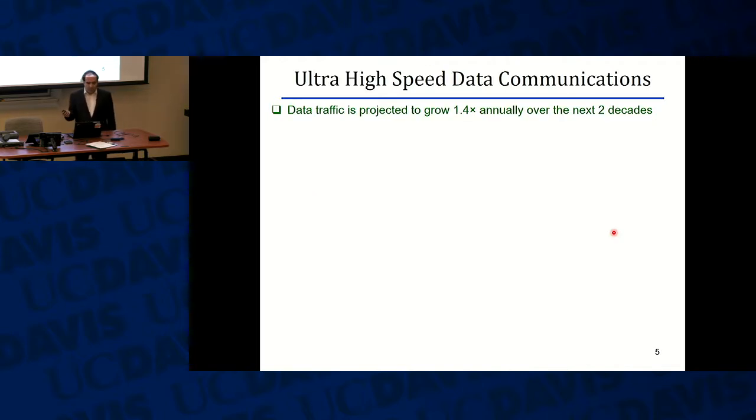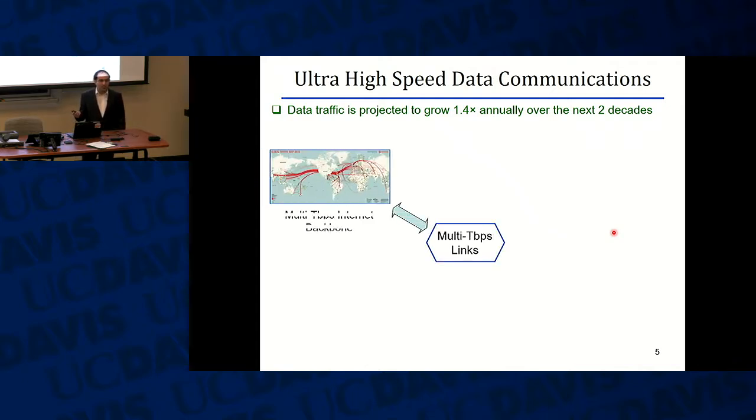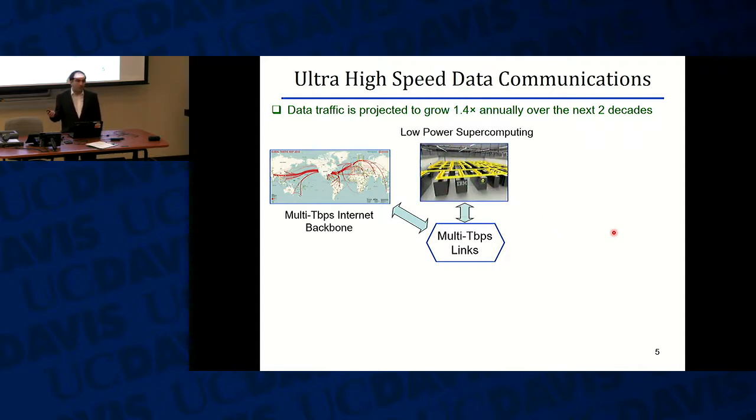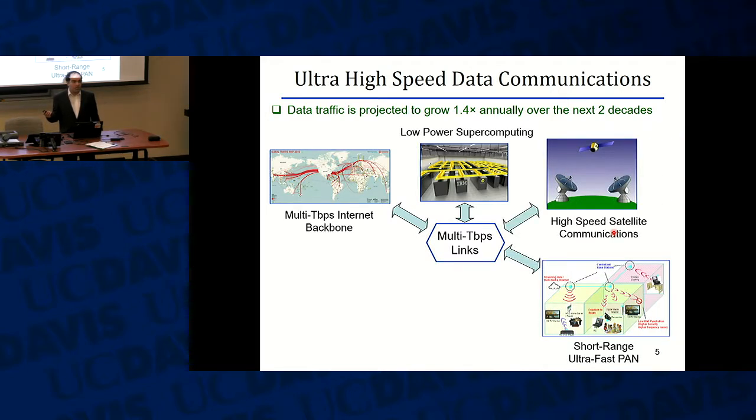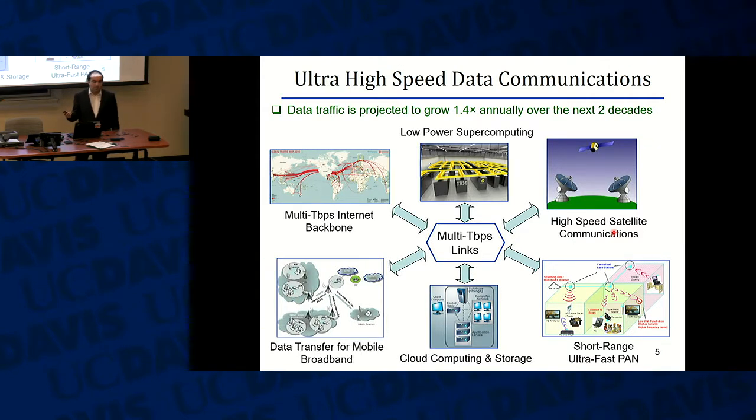All right, so ultra high speed data communication, obviously everyone knows. I mean, there are many examples of these very fast communication networks. You have internet, you have supercomputing, you have cloud computing, you have high speed data communications all over the place, both short range and long range. And you also have what you call data transfer over mobile, which is becoming hot these days. All of these share one important aspect, and that is a very high data rate, but they have to do it with dissipating as little energy as possible.